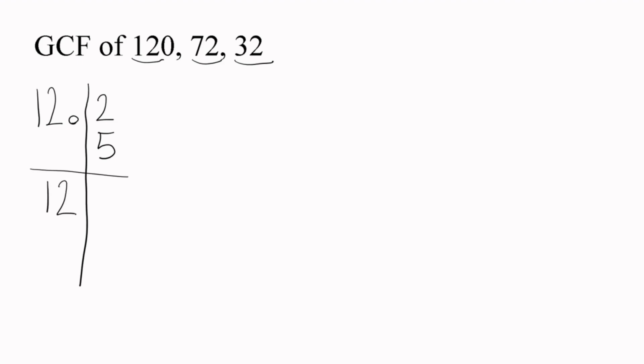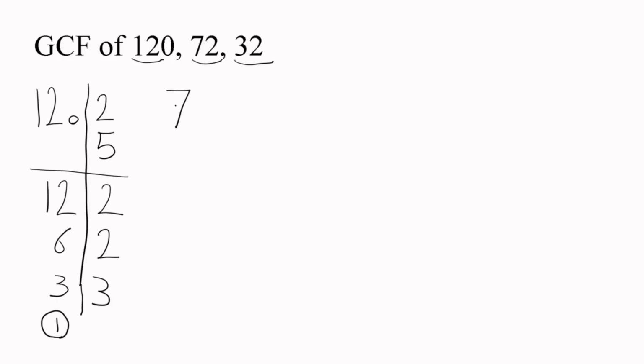So let's start with 120. As you can see, I have 0 at the end. When I have 0, I can write 2 and 5 at the end. Then I'm able to drop the 0. I'm going to have 12. Okay, do I know any prime number that I can divide 12 by? Yes, 2. If I divide 12 by 2, the answer will be 6. If I divide 6 by 2, which is a prime number, the answer will be 3. And I can divide 3 by 3, the answer will be 1. When I reach 1, I must stop the process.